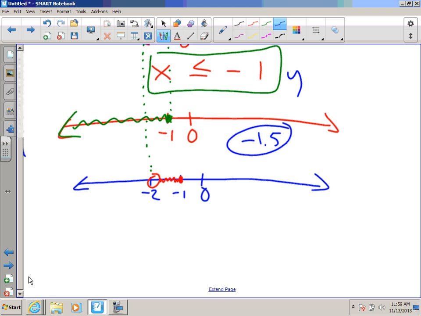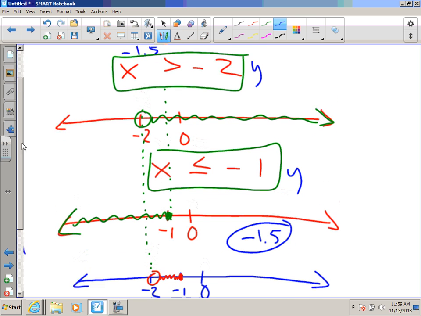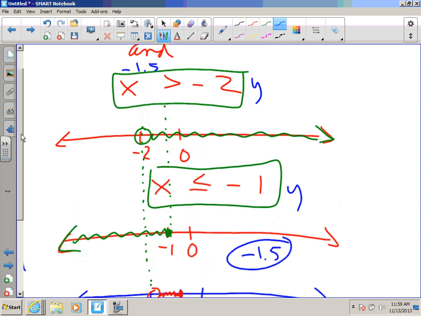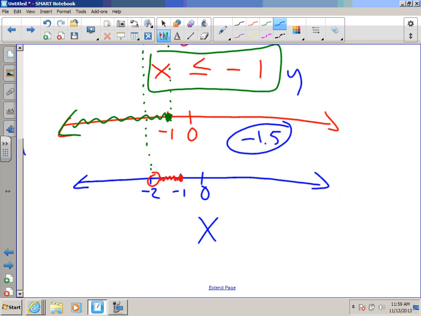But here, we're going to rewrite the whole thing. We'll put x in the middle. So we can say x is greater than negative 2. I just flipped that first one. And it's also going to be less than or equal to a negative 1.